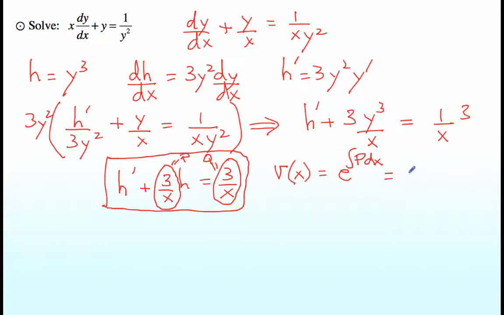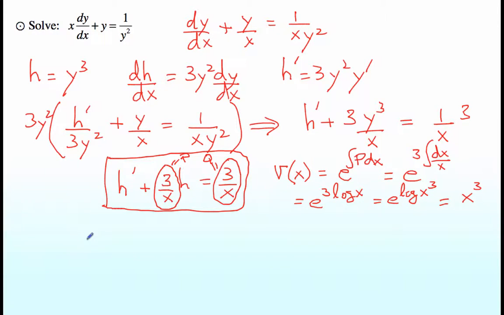So let's find the integrating factor v(x), which is e to the integral of p dx, and this is our p. This integrates to e to the 3 integral dx/x, which is e to the 3 log x, which is the same as e to the log of x cubed, which is the same as x cubed. So we have the integrating factor now.